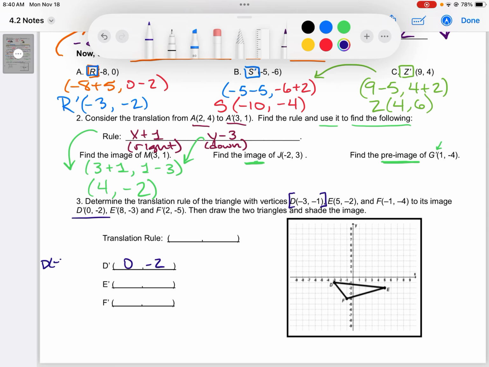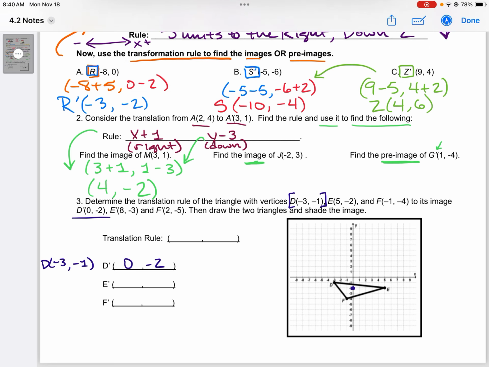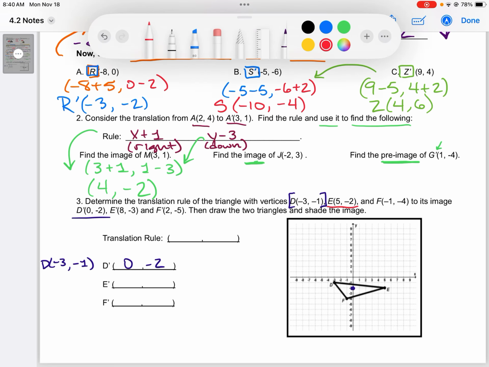All right, so we went from D to D prime, and it says right here that D prime is 0, -2. So I'm just going to write over here to the side. We went from -3, -1 to 0, -2. And I'm going to go ahead and plot that point too. It's at 0, -2, which means it's on my y-axis. Now we have E. E is at 5, -2, and it's been moved to 8, -3.